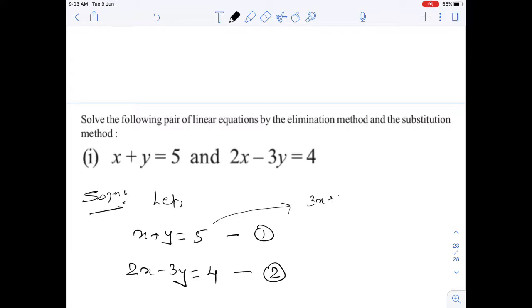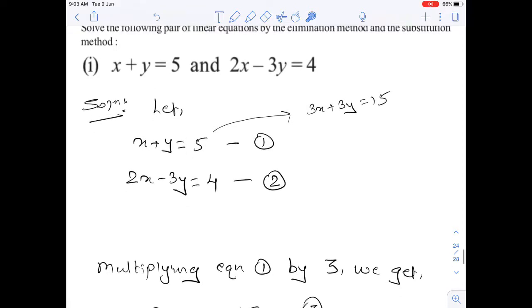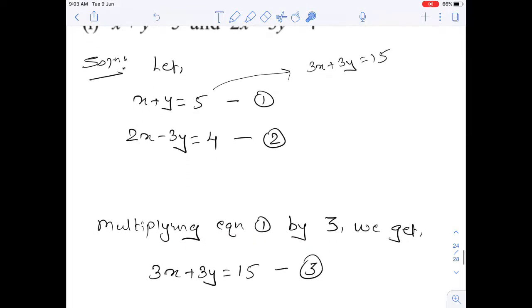If we multiply this equation by 3, your new equation will be 3x plus 3y equals 15. Now you can see that in your new equation you have plus 3y, here minus 3y. Now we can easily eliminate this one. So let us proceed further. Multiplying equation 1 by 3 we get 3x plus 3y equals 15. This is our new equation, equation number 3.